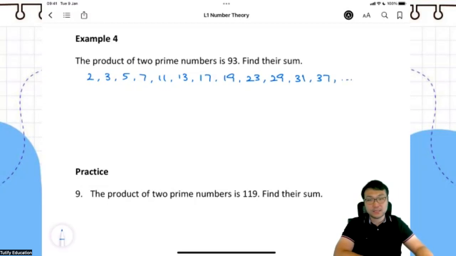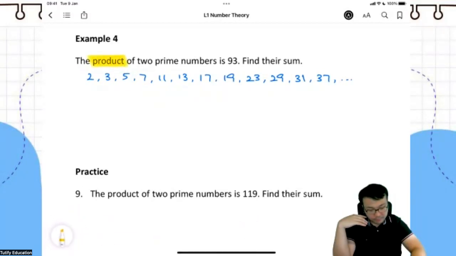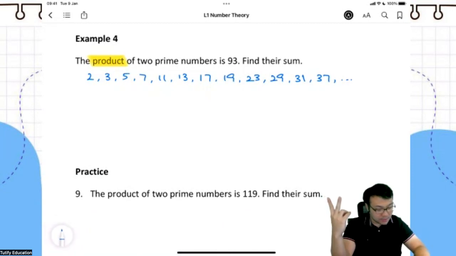So now we have made a list of prime numbers. Can you tell me 2 numbers? Because they say product. What's the meaning of product? Multiply. That means you take 2 prime numbers, you multiply them together, you get 93. Can you look at all these prime numbers and tell me which 2 prime numbers when you multiply together give you 93?